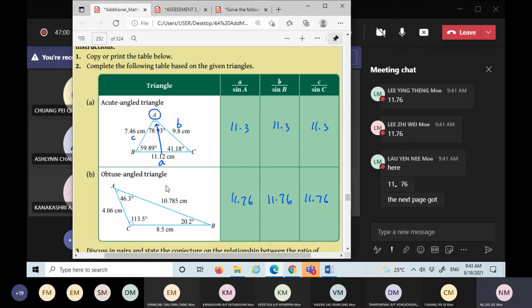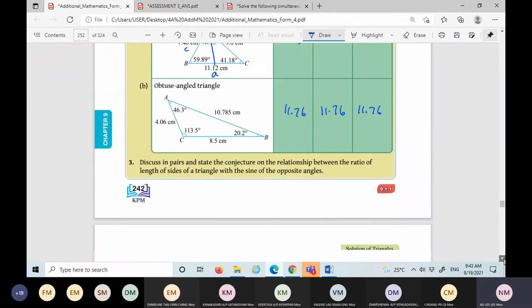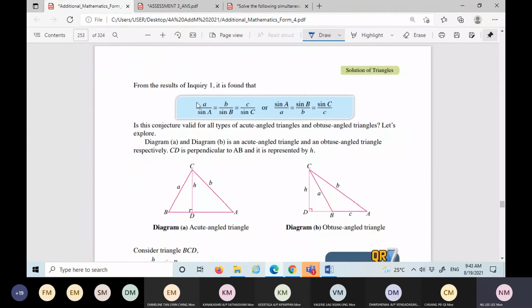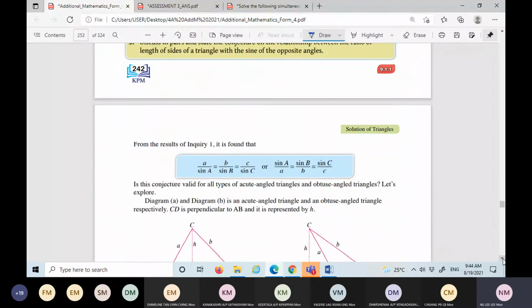Okay, and then actually the next page you will see, okay, is this conjecture valid for all types of acute angle triangle or obtuse angle triangle? Actually the answer is yes. Actually it's proven here. I mean this is one of the examples. Okay, acute angle and obtuse angle. Okay, so they are equal. Okay, the ratio of the length over the sine angle, they are equal.